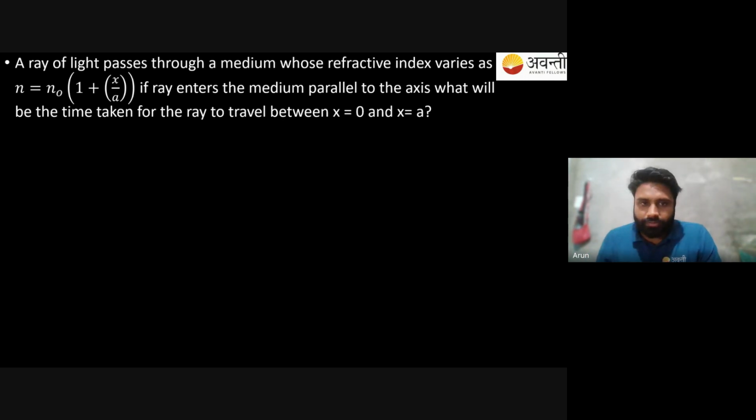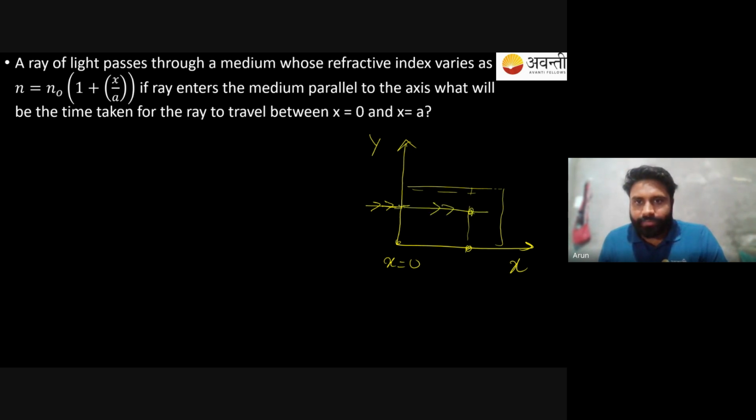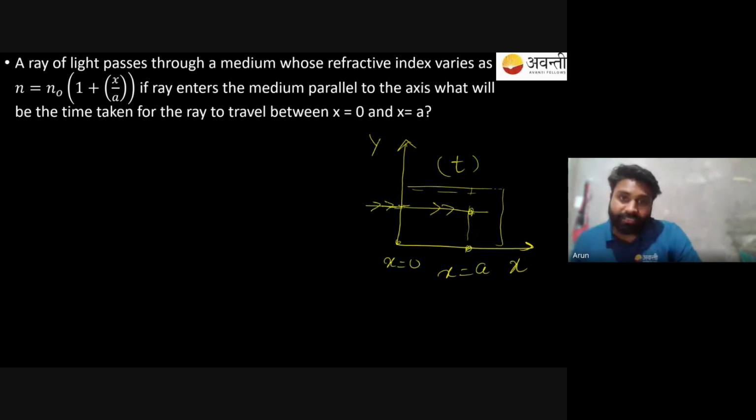Got it? So suppose this is the axis we have. This is the x-axis, this is the y-axis. A ray is coming. This is a ray. Okay? And this is the medium we have with refractive index n, which is variable with respect to x. So this ray, this value is x equals 0, and this ray has moved from here to here, x equals a, and it has taken time t. Okay? And it has started its journey from time t equals 0.